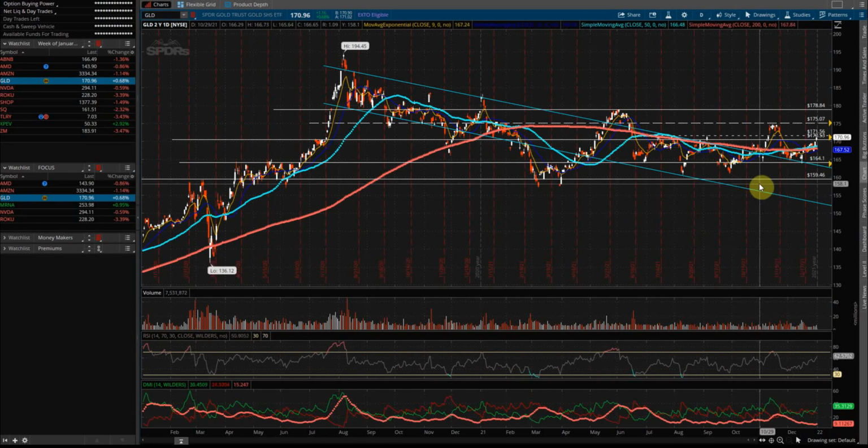That's something that I watch for all the time: levels where, when it gets through one, it goes straight to the next, and the next level's really far off. That's a really powerful setup that I watch for, and option premiums can really print when those types of moves happen.